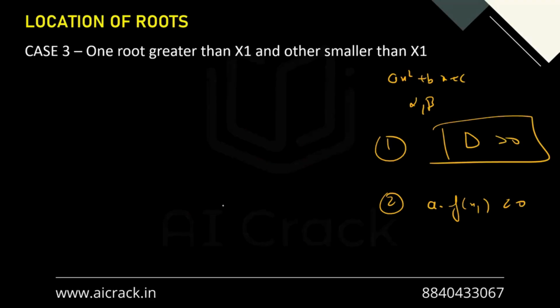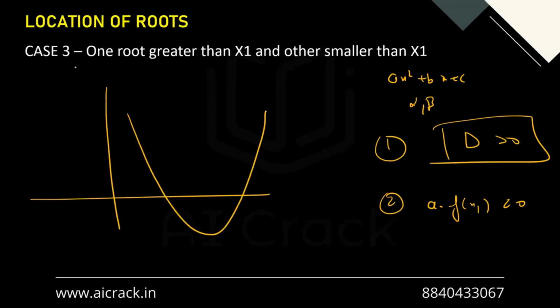Now, under these two conditions, can we draw any other type of parabola which is not adhering to these conditions? No, we cannot do that. x1 should be here. This is alpha. This is beta. a dot f of x1 should be negative, and both roots are distinct. Okay. These are the only two conditions for this particular case.